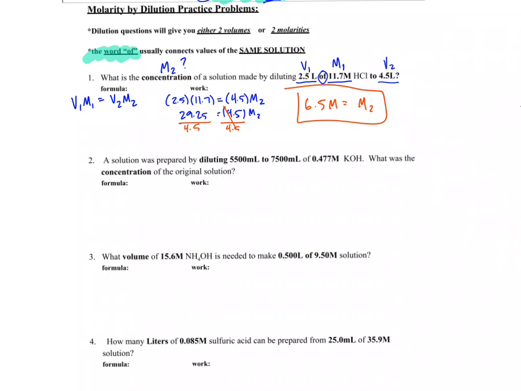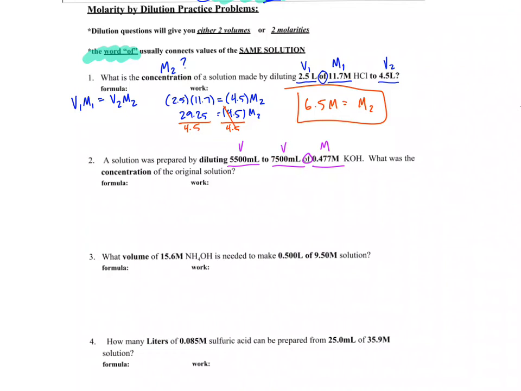Okay, so let's look at what we've got here. It says it's diluting 5,500 milliliters. Milliliters is a volume. 7,500 milliliters. Milliliters is also a volume. 0.477 M. M measures molarity. So the first thing you need to do is identify what's a volume and what's a concentration. Here's that word "of." It says 7,500 milliliters of 0.477 molar KOH. So it's telling me that this volume and this molarity are of the same solution.